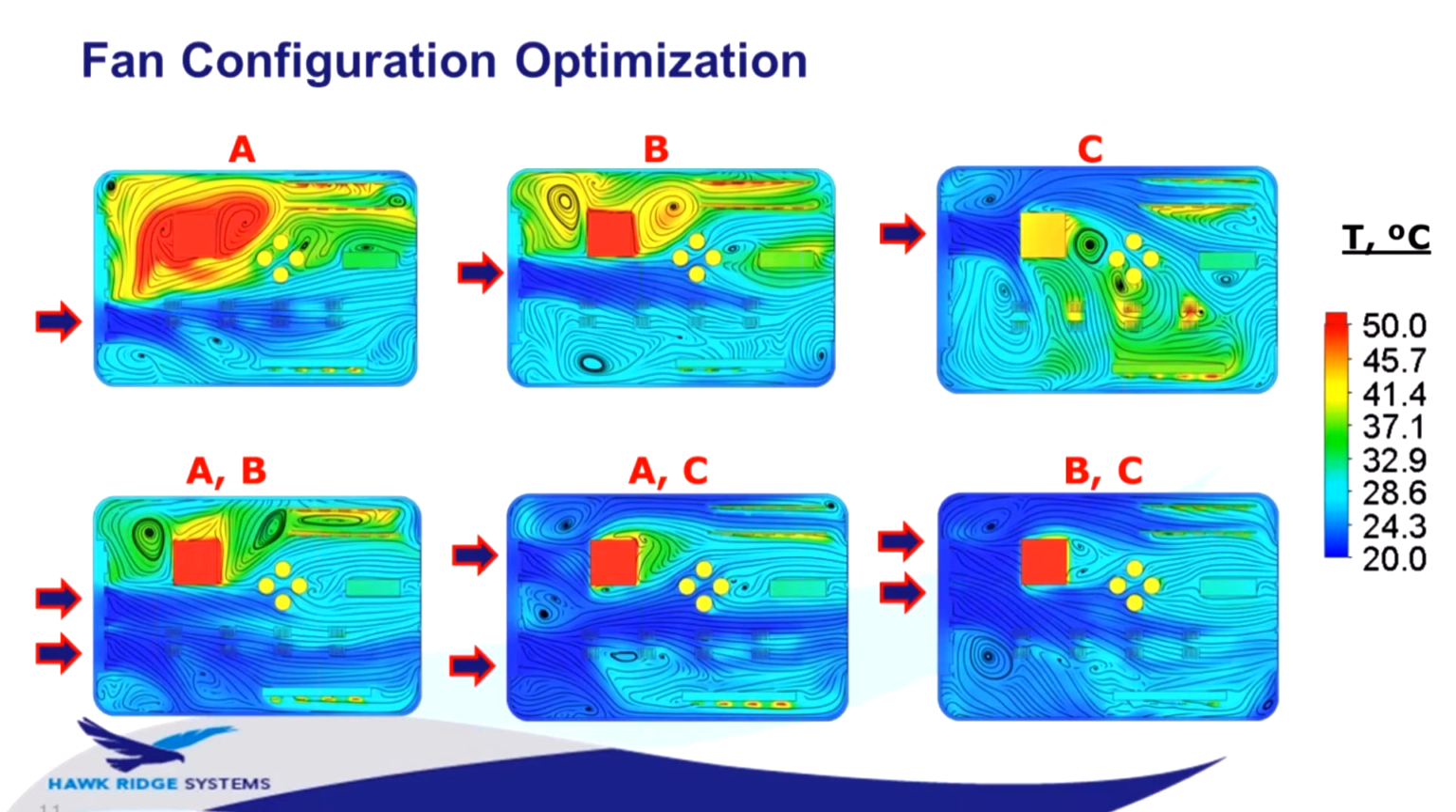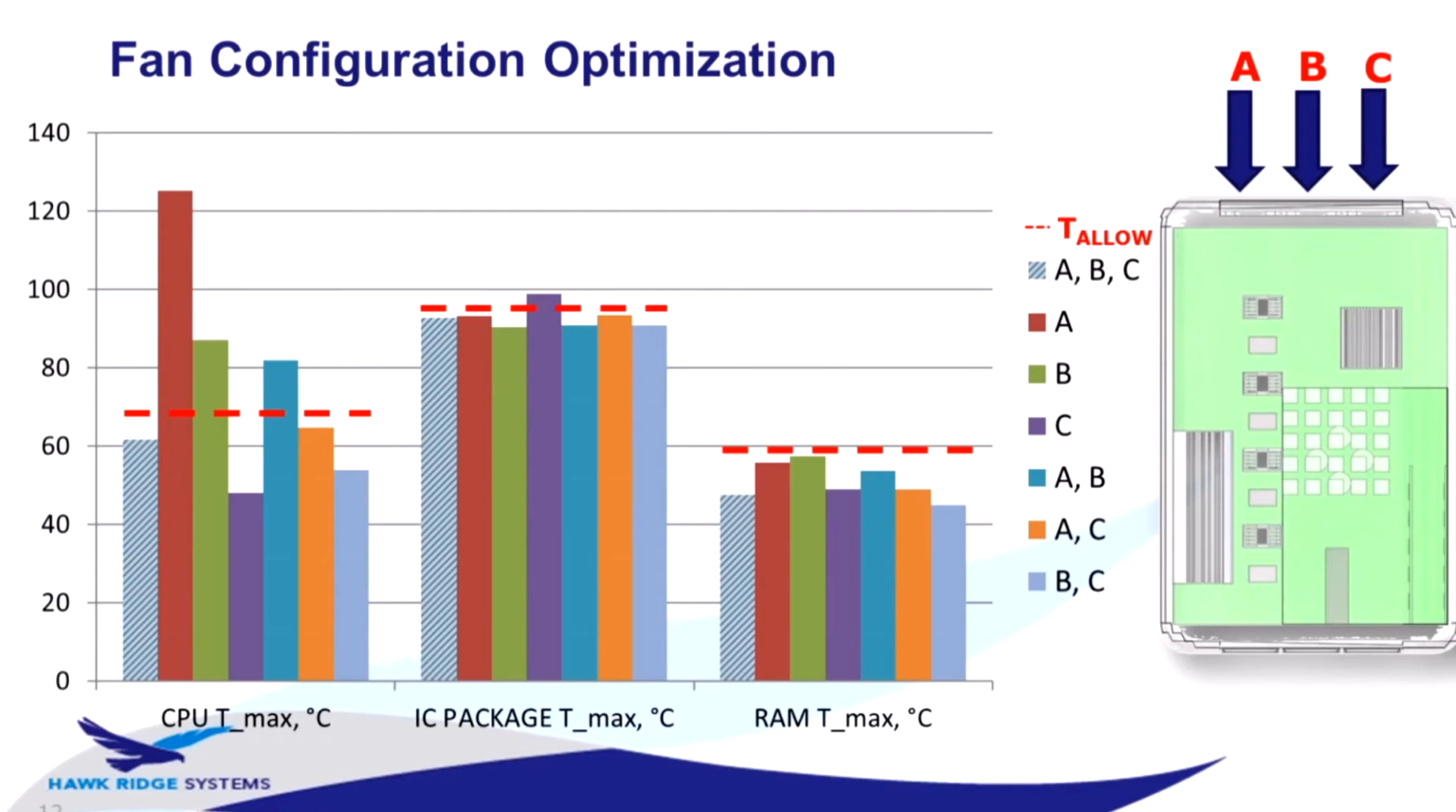A is 1 fan on the far left away from the CPU. B is 1 in the middle. C is 1 on the right, pointing right at the CPU. And of course, you have all these different combinations of those. And again, we'd be able to get some neat comparisons here, showing us that the one we definitely don't want is A, which is just a fan all the way on the left away from the CPU. But as it turns out, C looks pretty good. C has a fairly low CPU temperature and a low RAM temperature. The only one it's violating is the temperature of that IC package, which is sort of in the middle there.